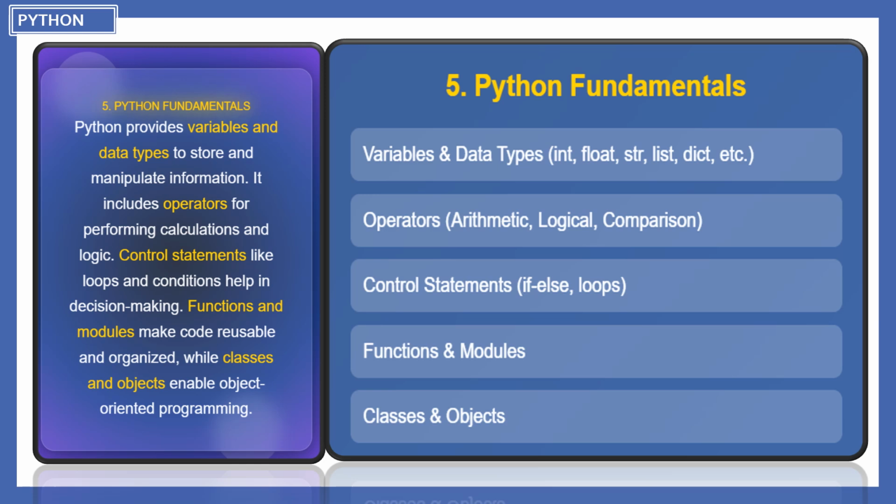Functions and modules. Functions allow code reuse by breaking a program into smaller, manageable sections. Modules provide pre-written code that can be imported to extend Python's functionality. Classes and objects. Python follows an object-oriented programming approach, enabling developers to structure their code efficiently by creating classes and objects. These 5 core concepts form the foundation of Python programming. Now, let us explore each one in detail in the upcoming sections.